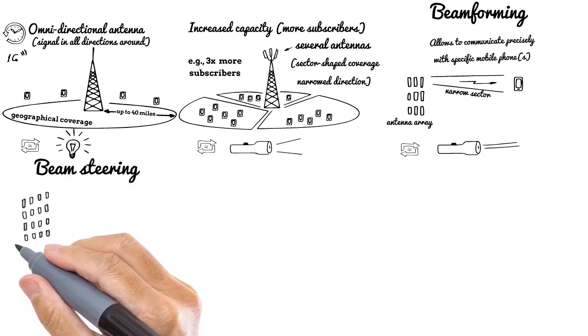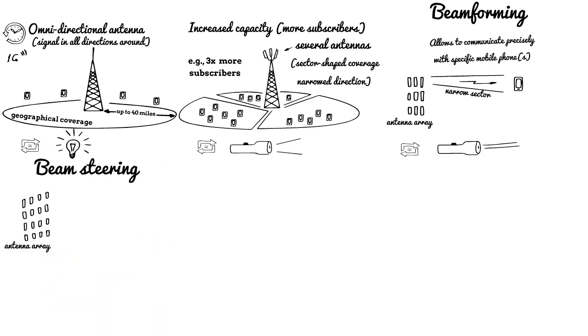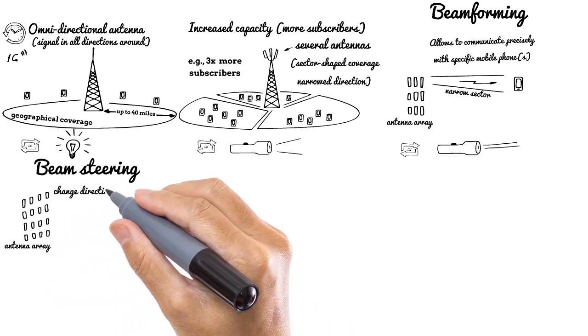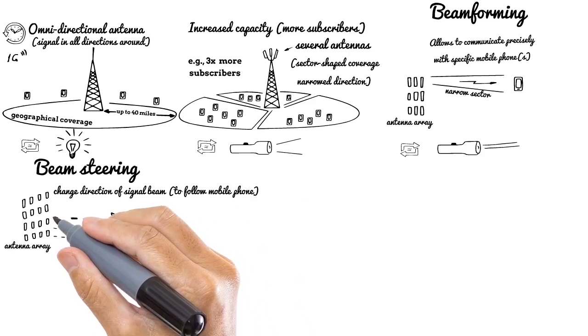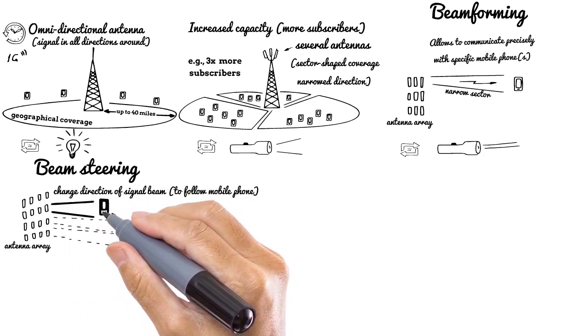The next improvement is the beam steering technique. It's not only about using a narrow directed beam, but antenna arrays are also able to change the direction of signal radiating for such a beam, following the mobile phone to be always radio connected regardless of its movements.